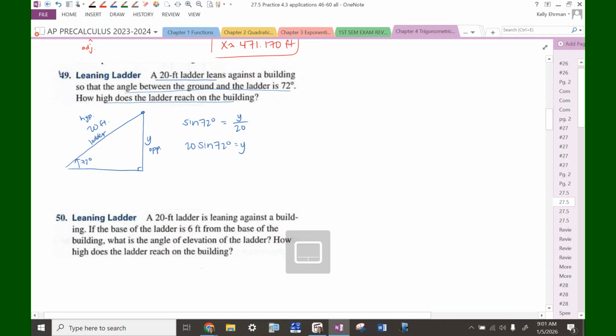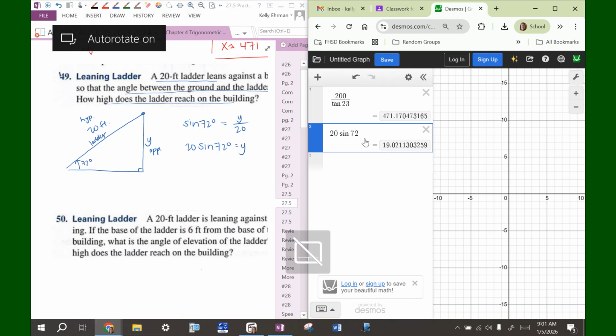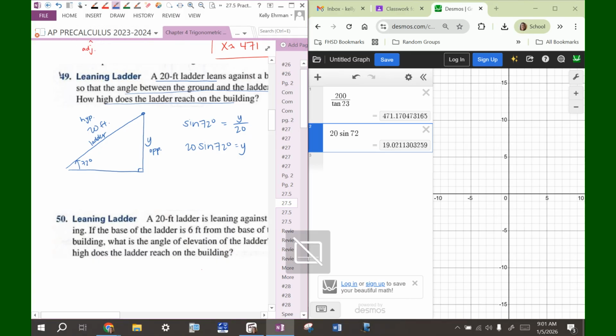And we plug it in and see what it comes out to. Sine of 72 is 19.021 feet is my approximation for y.